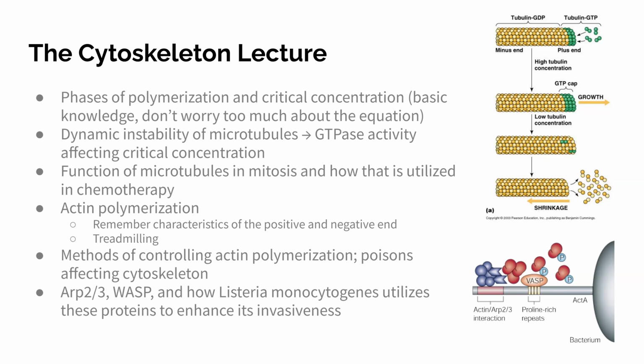So in the case of Listeria, it'll be important to know how the ARP2/3 and WASP utilize the actin proteins to enhance its invasiveness, basically like giving it a propeller on its tail to penetrate through the cell membrane. But that's all in the slides. We're not going to go too in depth about that.